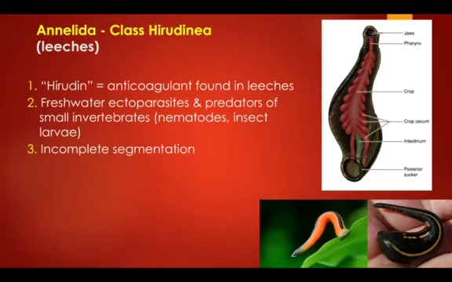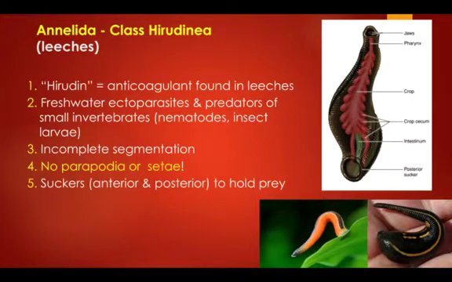They have incomplete segmentation, so this separates them from the other two previous classes because the other classes had complete segmentation. They have no parapodia or setae. Again, this is something that's separating them from the other two classes. With our polychaetes, they had both parapodia and setae. Oligochaetes had no parapodia but had setae. And our class Hirudinea has neither parapodia nor setae.